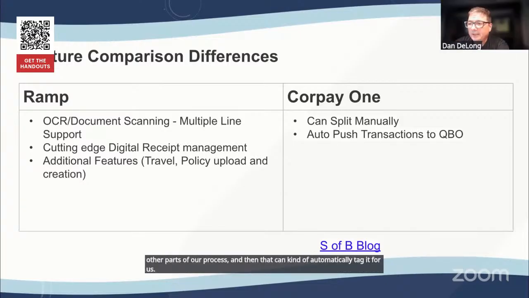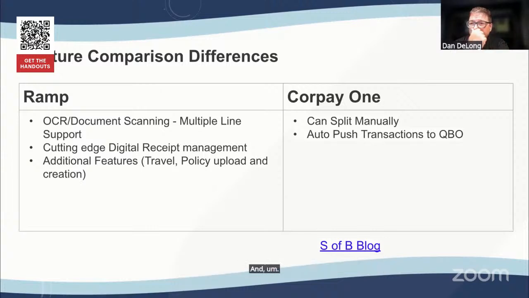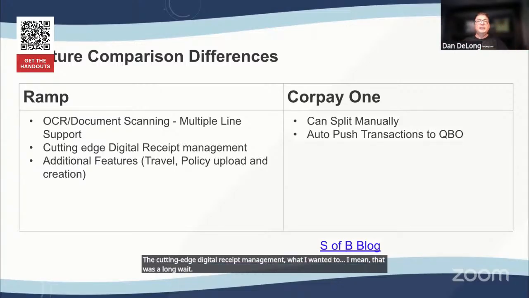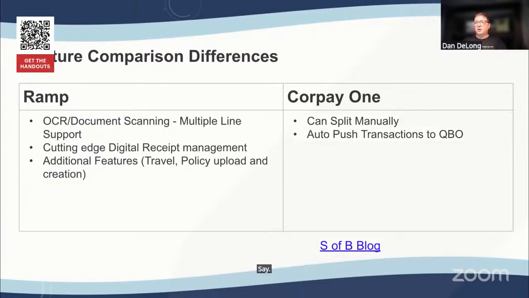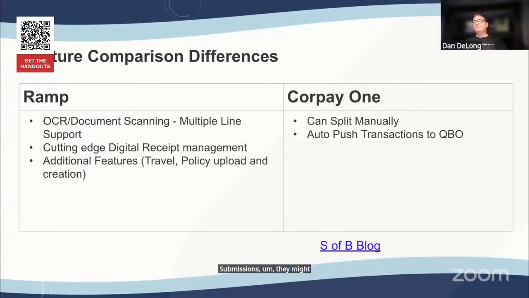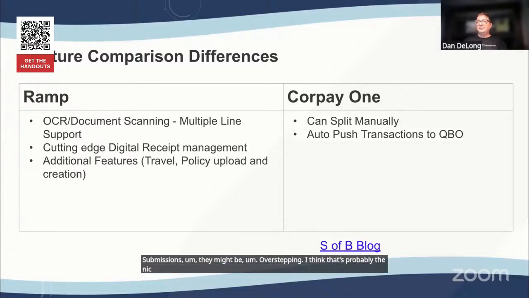Yeah. And one of the things, the second bullet here on Ramp, as far as the cutting edge digital receipt management, that was a long way to say, it helps with fraud detection, because sometimes employees in their receipt submissions might be overstepping. I think that's probably the nicest way to say it.